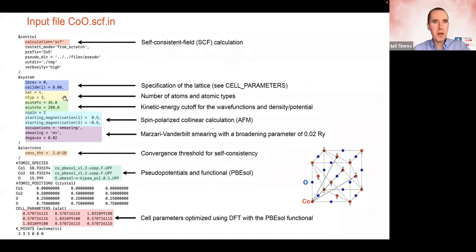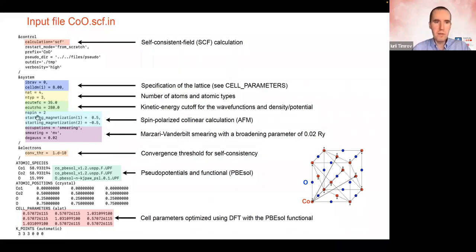For cobalt oxide, we have 4 atoms, 2 cobalt atoms and 2 oxygen atoms. That's why in the atomic positions we see Co1 and Co2 and 2 oxygens. We have 2 types of cobalt, Co1 and Co2, because this system is spin polarized. So we have 2 sublattices. Co1 corresponds to spin up, and Co2 corresponds to spin down.